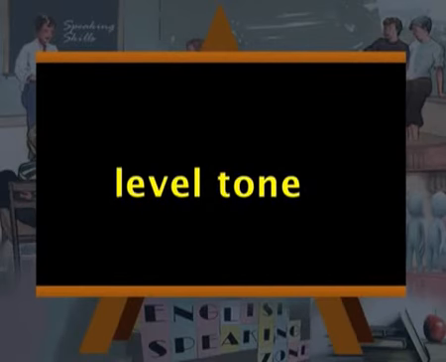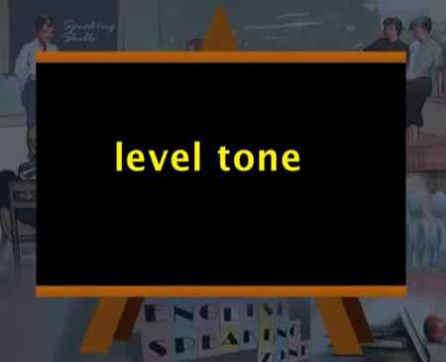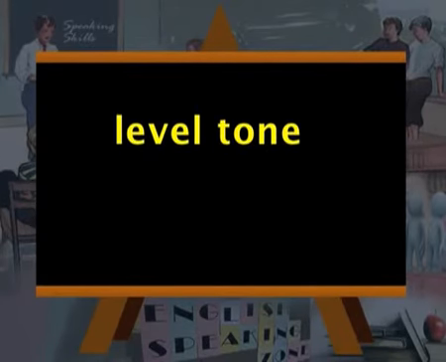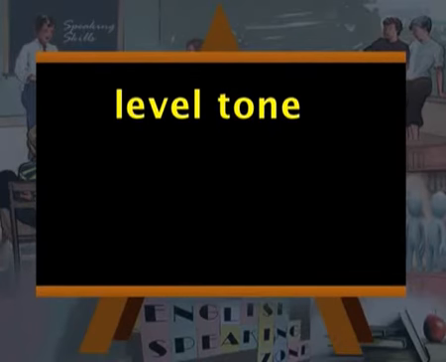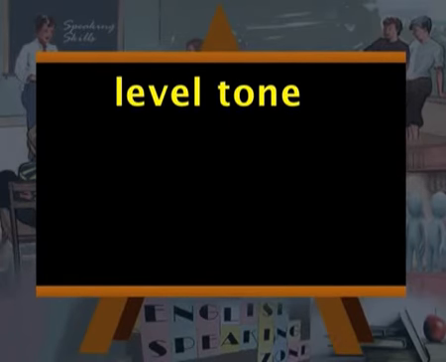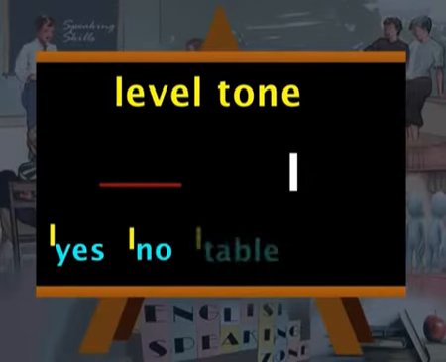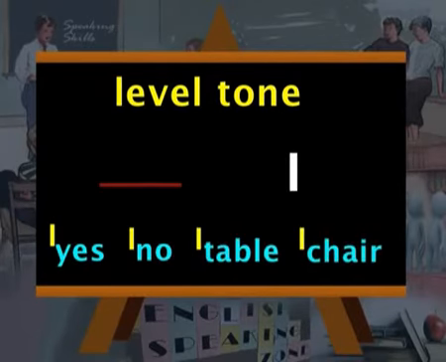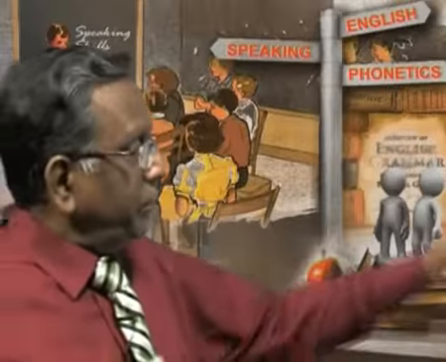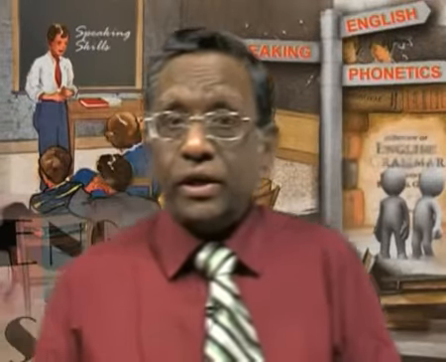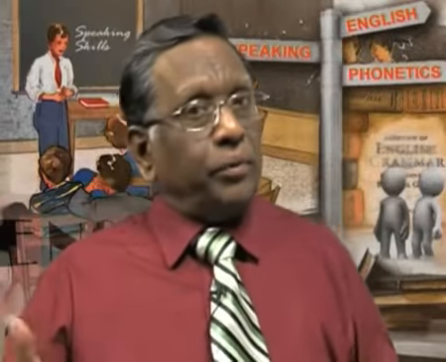Of course, a tone which is also used to a lesser extent in native English is what we call a level tone. That is, actually the pitch of that remains constant, which is indicated just with a mark like this, something like yes, no, table, chair. These are the basic 4 tones.